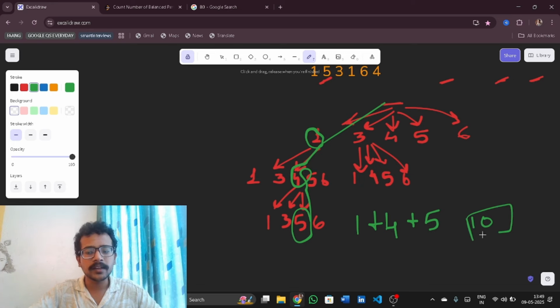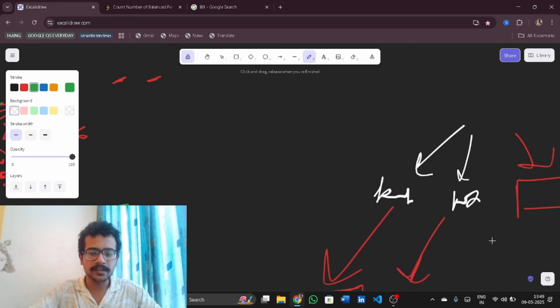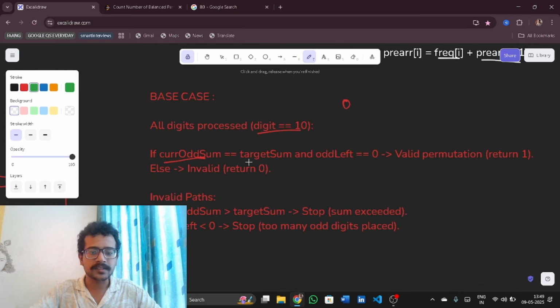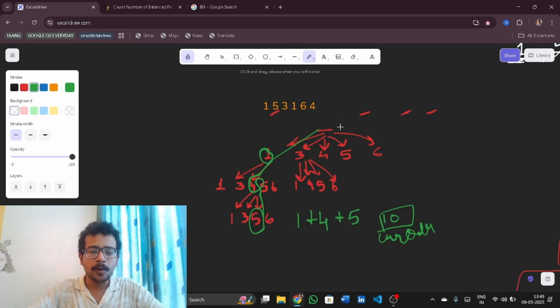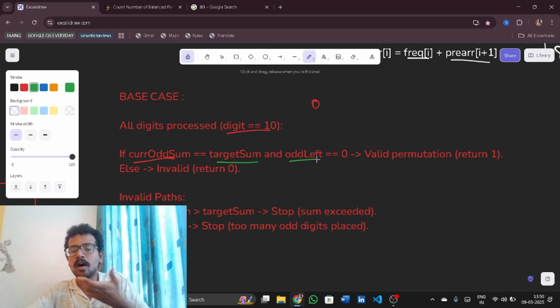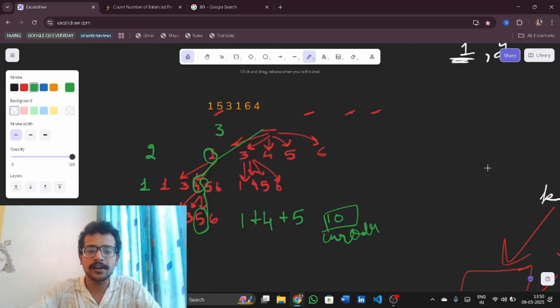Okay, for now I think it's understood for you. Current odd sum is equal to the target sum. That's what I wrote in the condition: current odd sum is equal to target sum, and odd left. What does this odd left mean? Initially the odd indices left are 3, and then 2, and then 1, and then 0 odd indices left. So odd left is nothing but the odd indices where we have to place the digits. Then it is a valid permutation and I'll return 1 there.